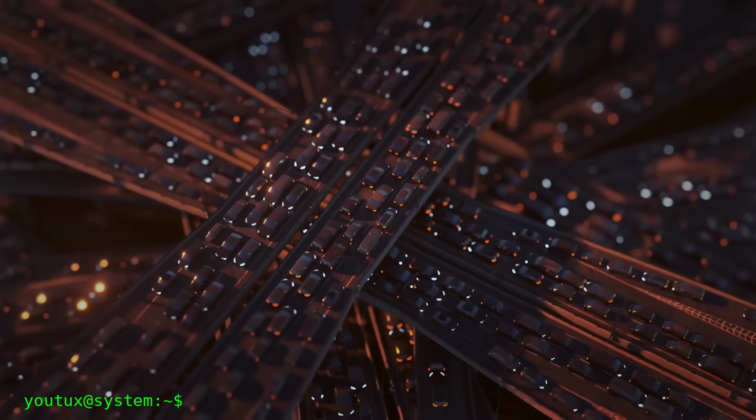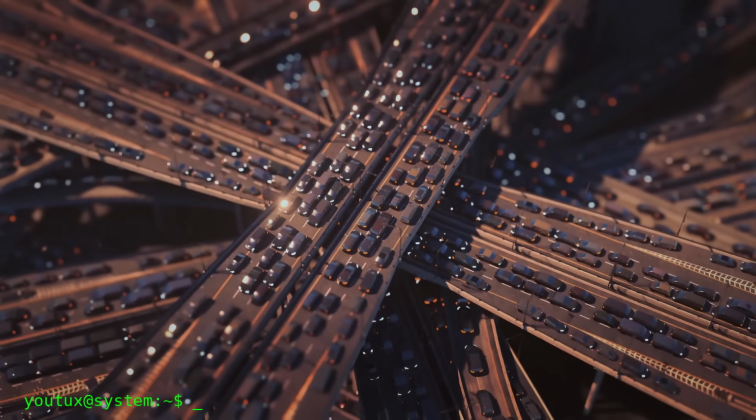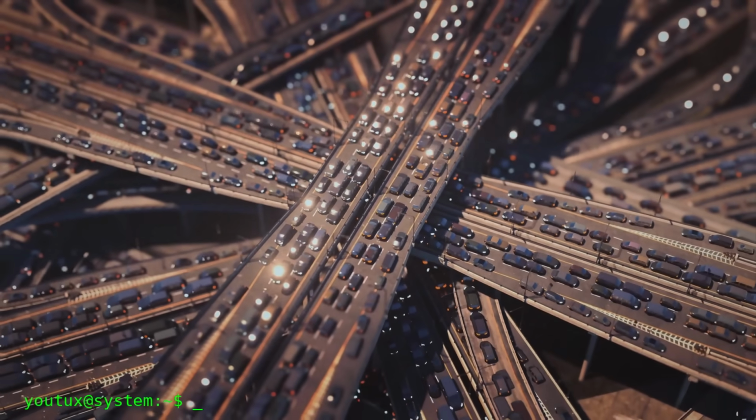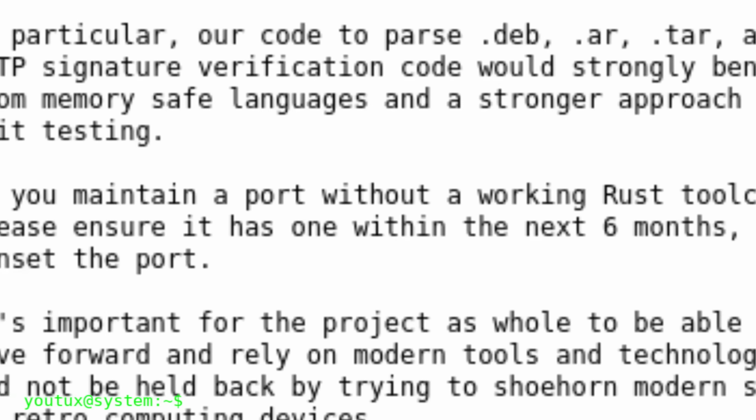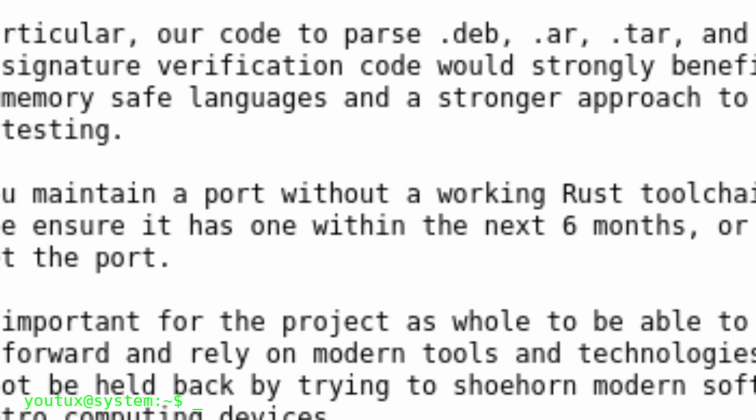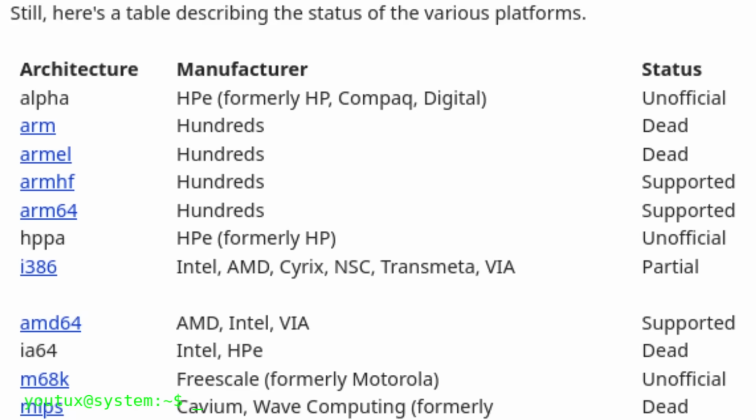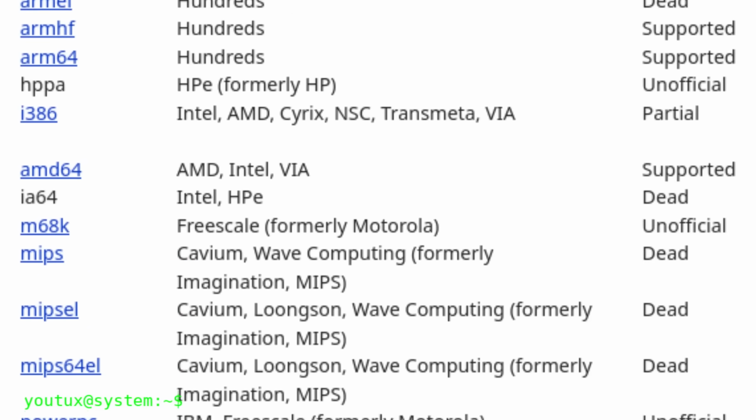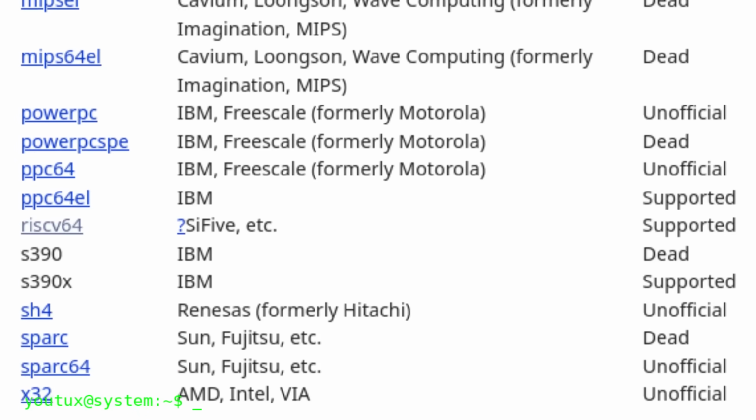Now let's talk about the consequences, because this decision is not without important implications. First of all, there's the question of supported architectures. Claude was very clear in his message. Maintainers of Debian ports that don't have a working Rust toolchain have 6 months to fix the situation, or they must consider abandoning those ports. This is significant. Debian is famous for supporting an incredible number of architectures, not just x86-64 and ARM, but also MIPS, PowerPC, RISC-V, and even more exotic architectures. Some of these might not have a mature and functional Rust compiler.